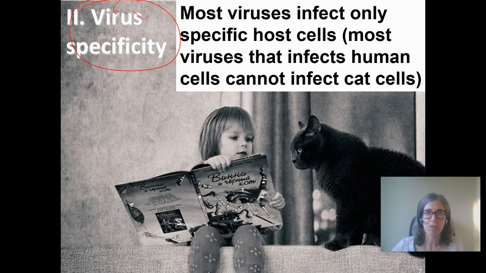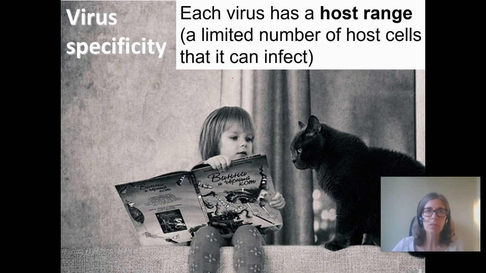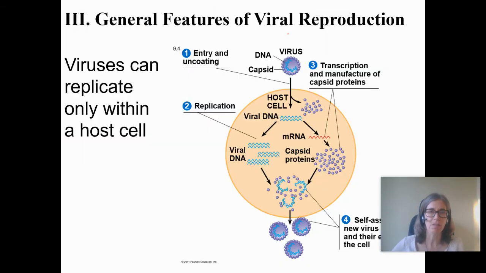So most viruses only infect specific host cells. For example, most viruses that infect humans don't infect cats, but there are some that can infect both. Each virus has a host range, so a limited number of host cells that it can infect.